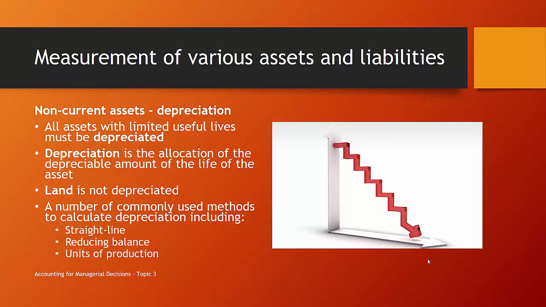So, you drive a car off the lot and it loses 30% of its value in depreciation. That is not what accounting depreciation is. Accounting depreciation is the allocation of the depreciable amount over the life of the asset. Land is not depreciated. Land isn't depreciated because there is no life of the asset.